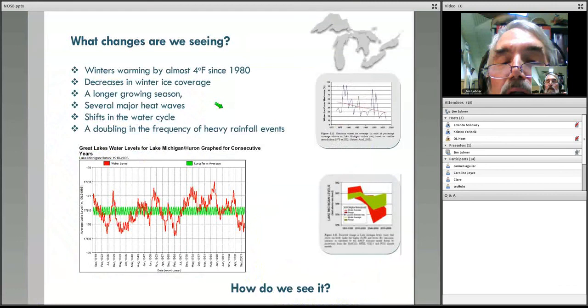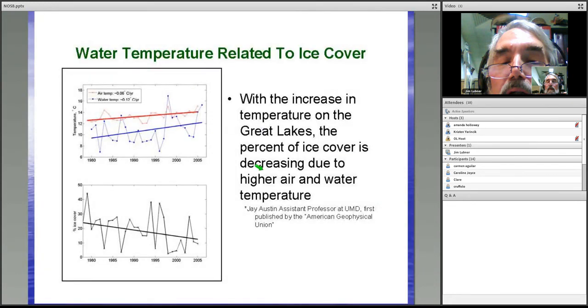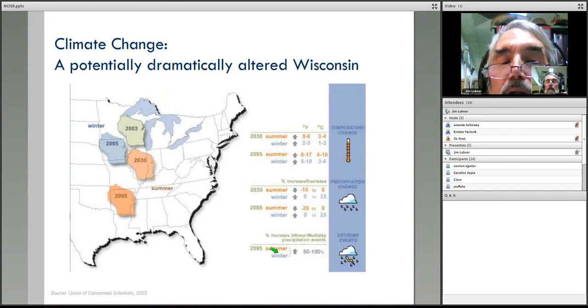We are seeing changes in the Great Lakes as we are in all parts of the planet, I think. Our winters are warmer by almost 4 degrees in the last 30 years. Our ice coverage has decreased. We have a longer growing season. And if we look at the next graphic, we can see that our air temperatures and our water temperatures are rising, and the amount of ice cover and the duration of that ice cover is declining. So we are already seeing impacts from climate, and we are concerned about future impacts.